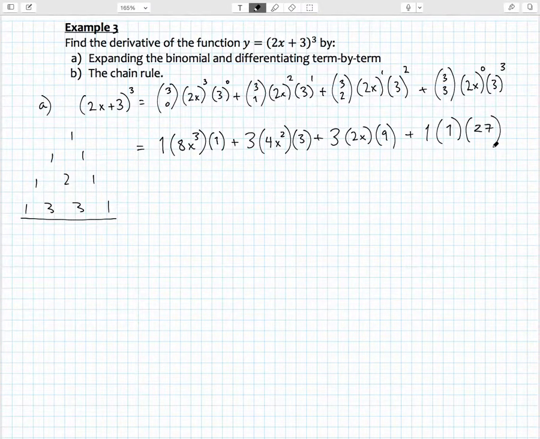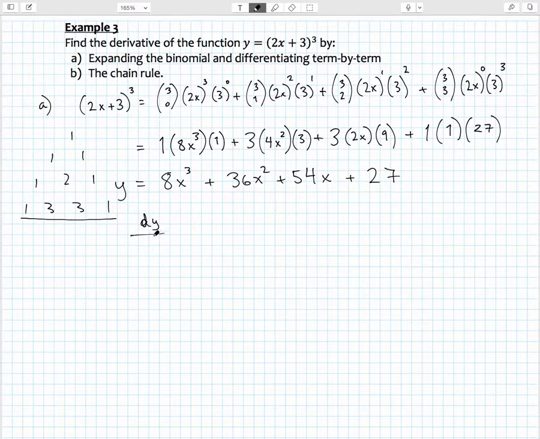Okay, so already that's a fair bit of work to make this expansion, and we still need to simplify, so let's do that really quickly. This is going to be 8x cubed plus, this term is 9 times 4, 36, x squared. That's 6 times 9, 54x, and finally 27. Okay, so just now we're ready to differentiate. We had to do all this work to expand it, to get it into a polynomial that we can differentiate. So let's do that now. So if this is equal to y, well then dy/dx must be 24x squared plus 72x plus 54.